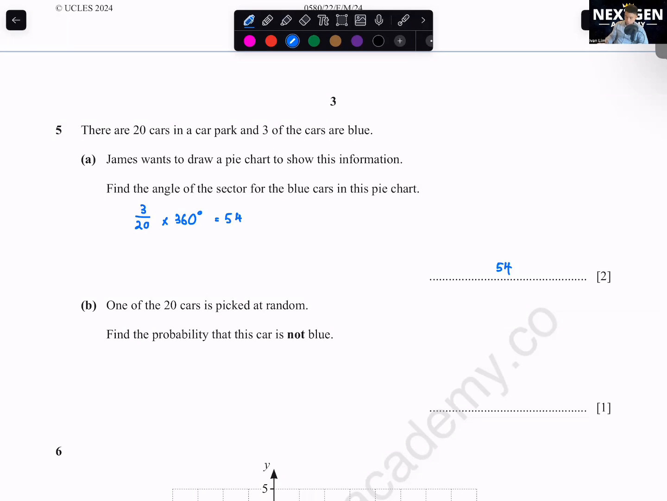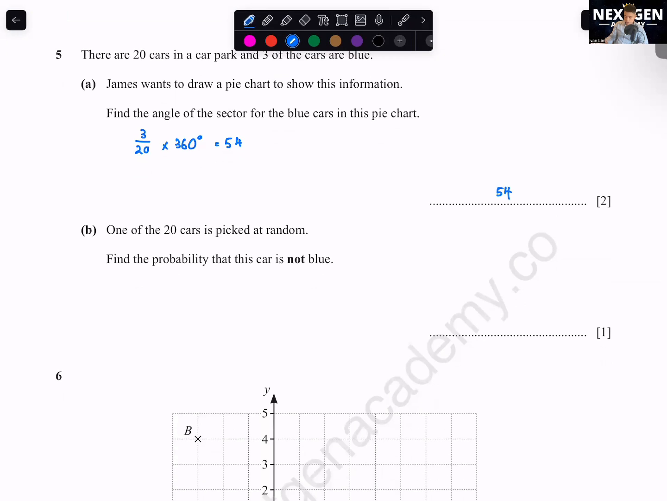Okay, here is 54. One of the 20 cars is picked at random. Find the probability that this car is not blue. So, not blue. How many are not blue? 20 minus 3, which is 17. Probability that it is not blue. Actually, you don't have to write working like that. This one is just 1 mark only. So 17 over 20.